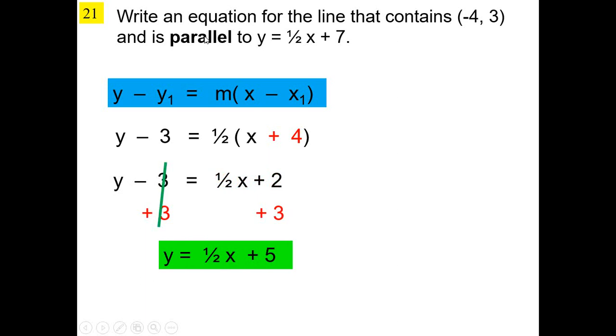Okay, so that's if it's parallel. If it's parallel, you just use that same slope that they have in the line, because we need a line that's parallel to this line using this point. And that's what we did: create a line that's parallel to this line using that point.